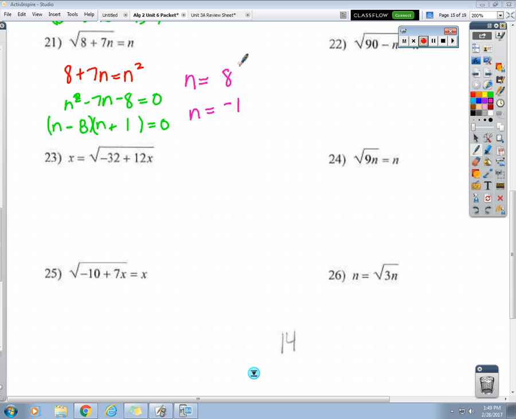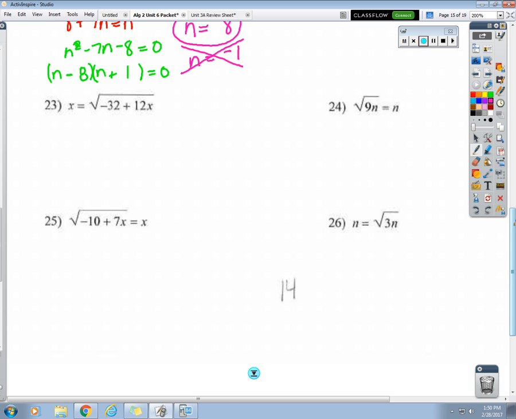This one, the positive 8, is considered an extraneous solution, and so you would not choose it on the test. You would only choose the choice that just had n equals 8. And think about it, it's because you're never going to square root something and get a negative out of it. Okay, it's not possible. Okay, number 23.